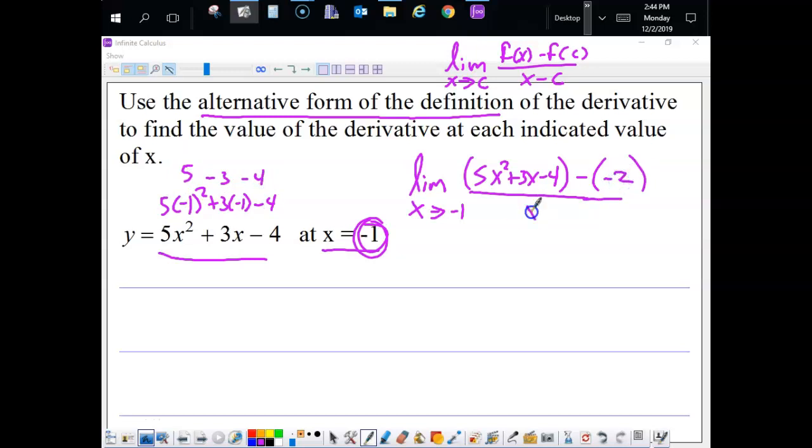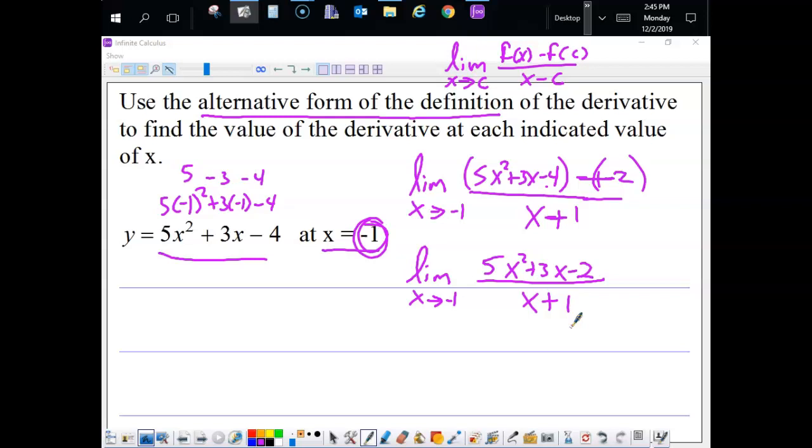Then on the bottom we have x minus c, and my c once again is -1. The double negative becomes a positive. From there, that's your setup, so that would be worth a point there at least. From there you're going to go ahead and simplify, so this becomes a +2, and +2 and -4 make -2.